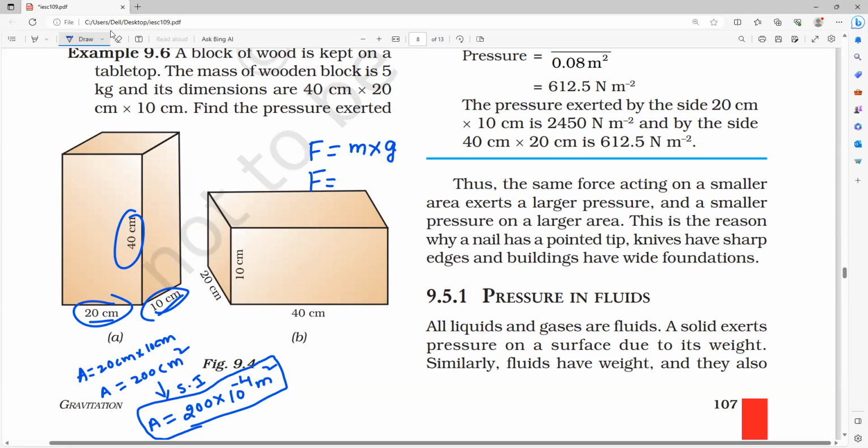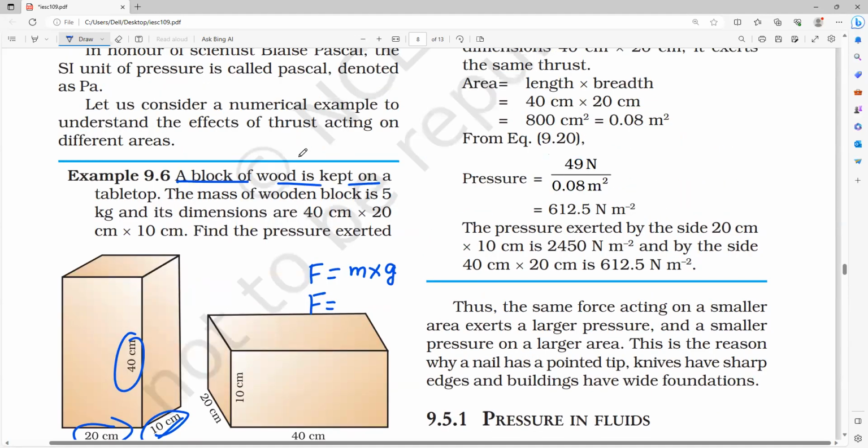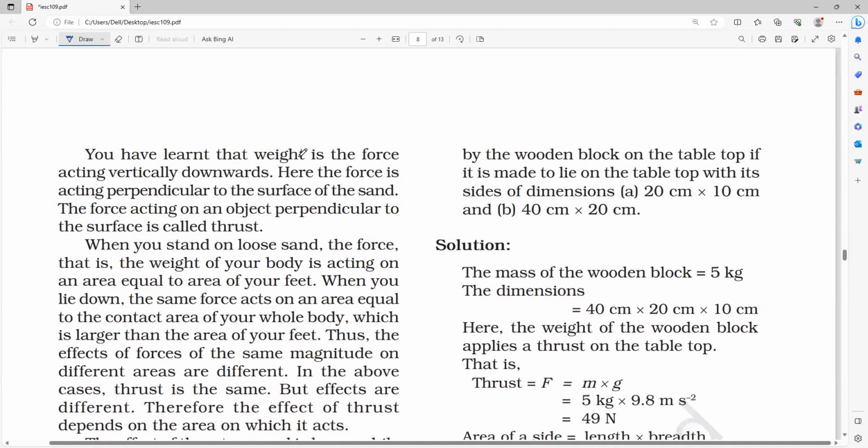A block of wood is kept on a table. What is the mass of that? Everybody? 5 kg. So mass is 5 kg.